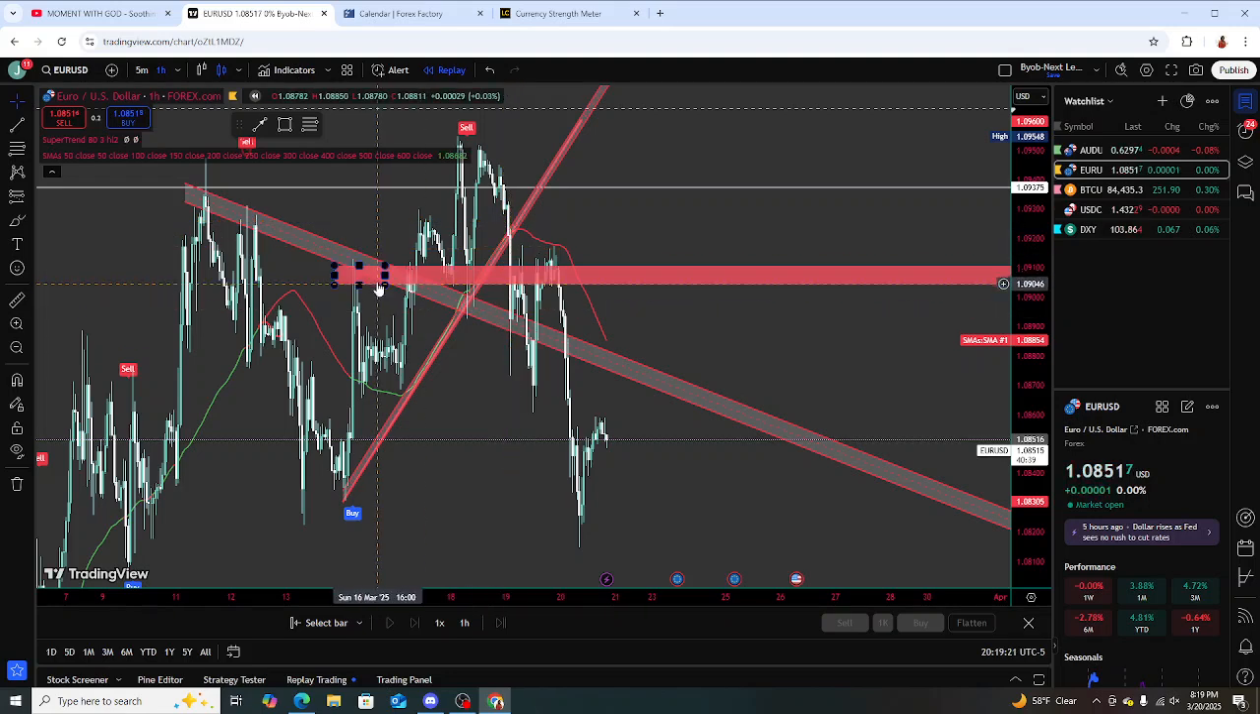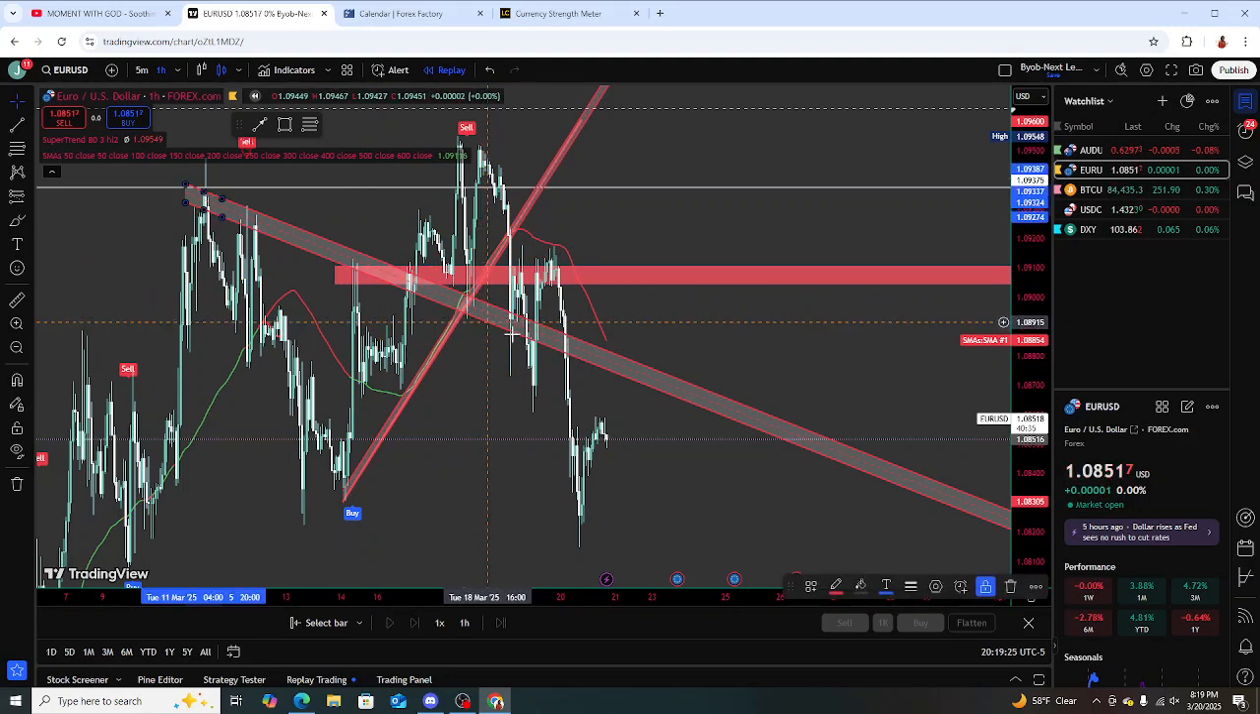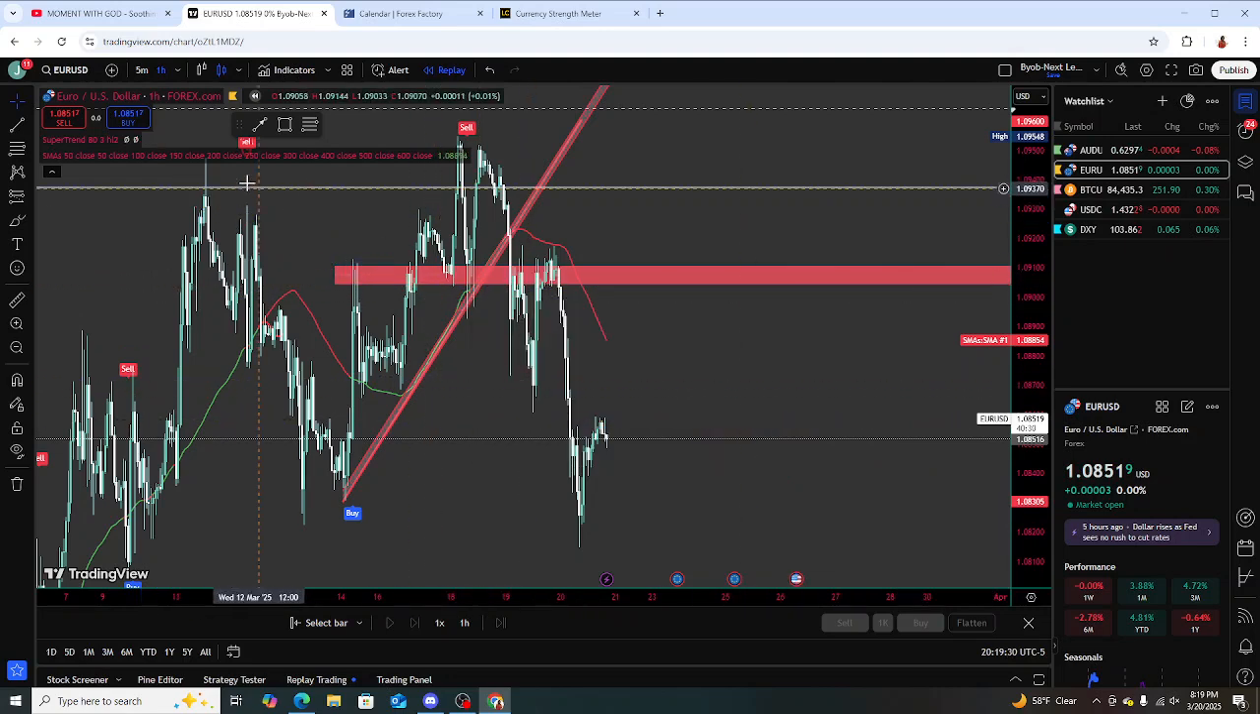Once we broke it, I said, okay, let me pull this rectangle. I'm gonna get rid of this because this one matters, but not really. It's whatever. It's a long term. I think that's a 4-hour trend line. I'll put it back when I'm done.